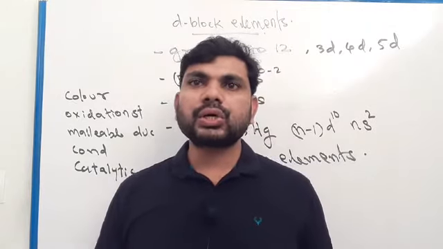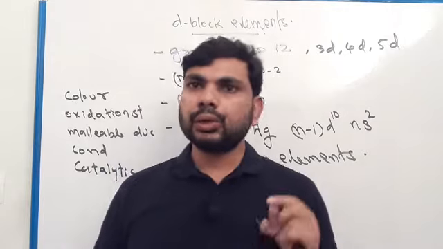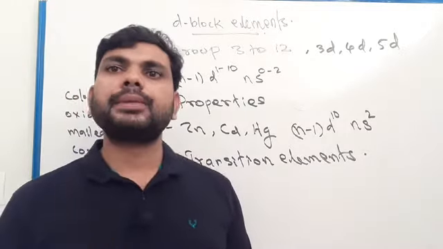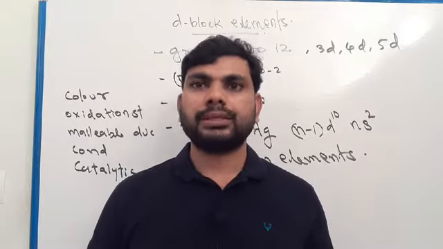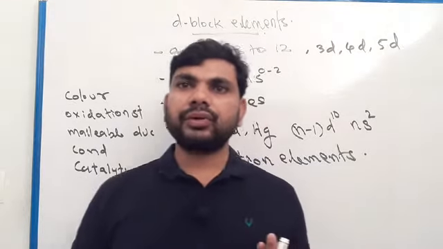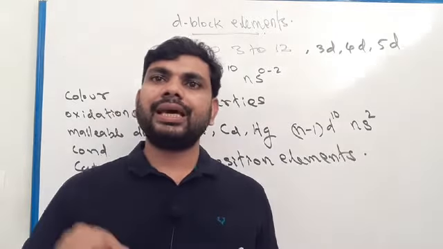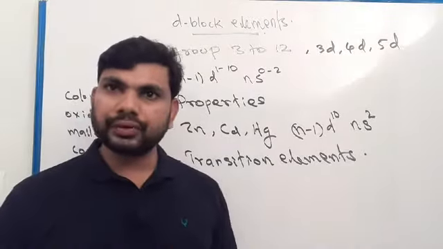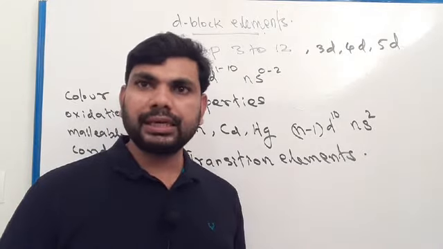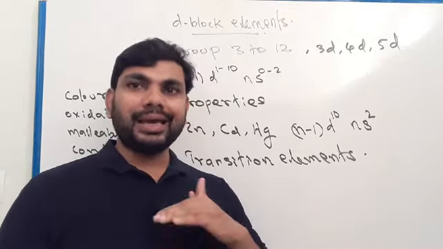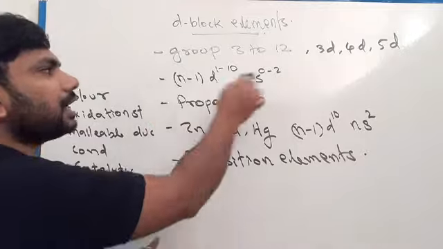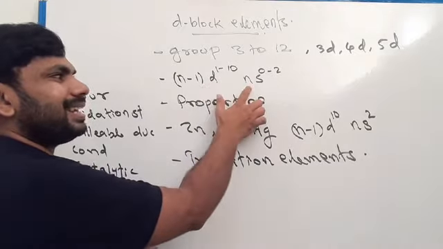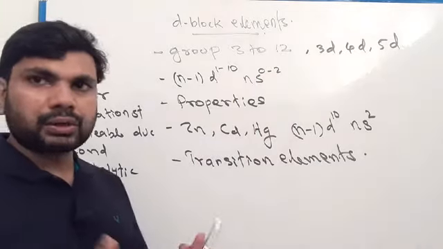Next, we have to discuss D block elements. D block elements are also called the transition elements. Group 3 to group 12 elements in the periodic table are transition elements, or D block elements. They have the outer shell electronic configuration (n-1)d 1 to 10 electrons, then ns 0 to 2 electrons. This is the general electronic configuration of D block elements, and it depends on each element.